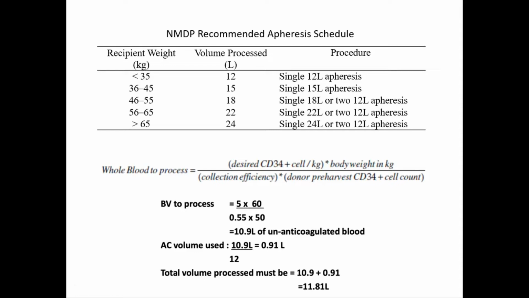When you do this, we should always consider the whole blood process is always inclusive of ACD volume used. So you need to add that correction factor also. So for 11 liters of anticoagulated blood, we usually use 1:12 as a ratio of ACD. So we would have used somewhere around 900 ml of ACD. So whole blood to be processed will be adding these two values, that is close to 12 liters. That's how we derive the value. What is the target for an autologous setting or an allogenic setting? I hope this is clear.